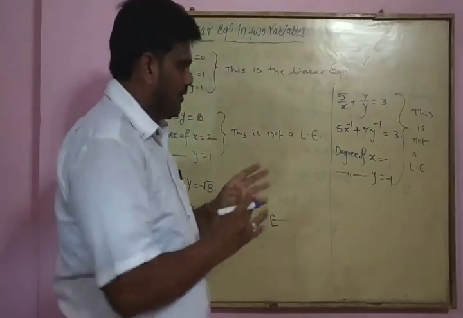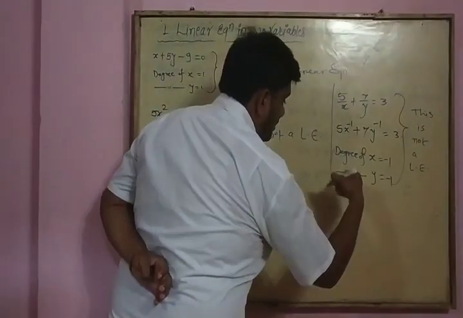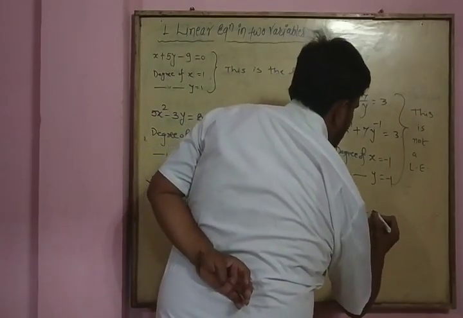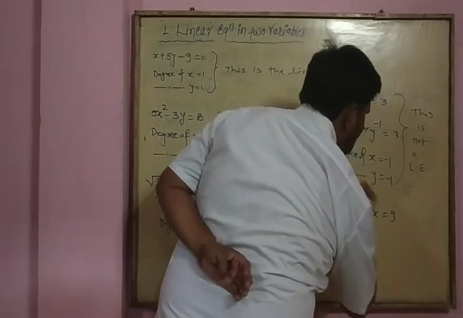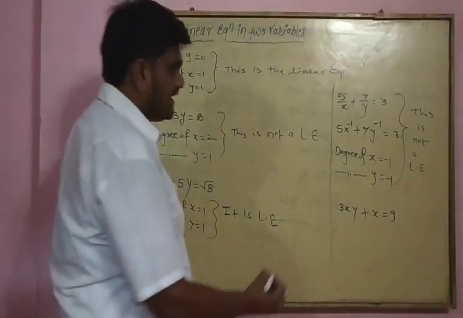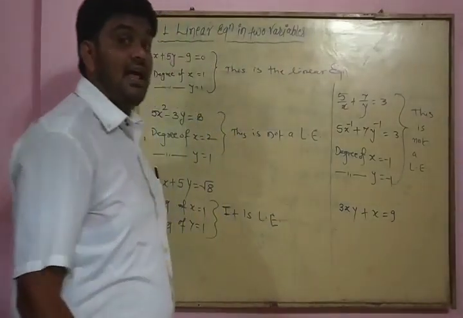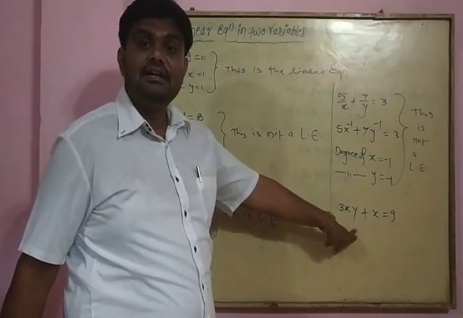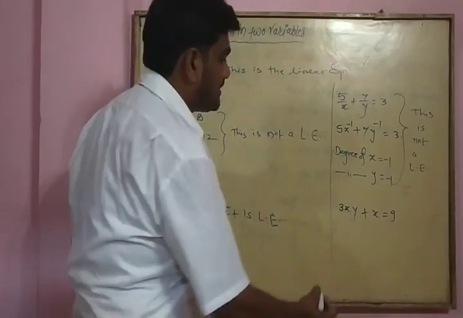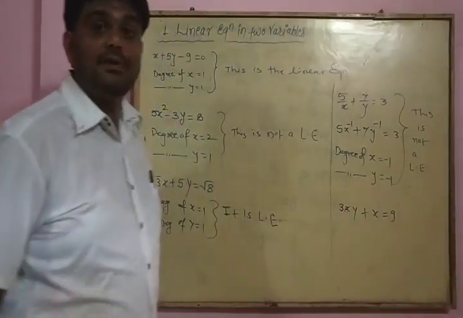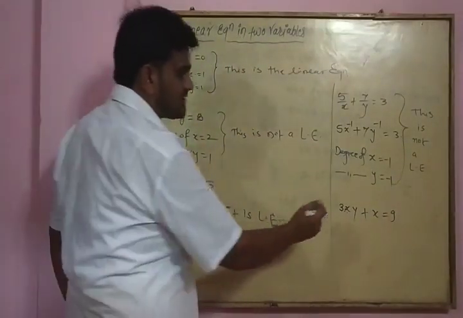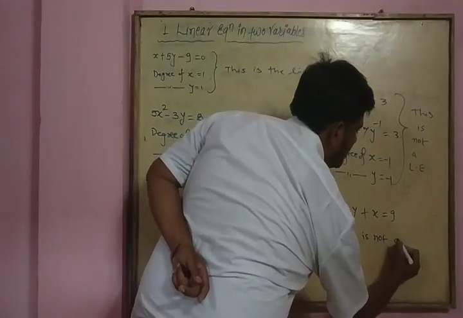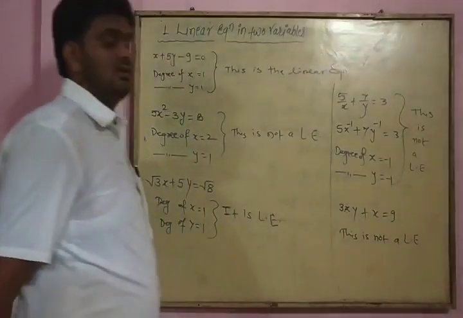Is it clear? Okay. Now one more type: 3xy + x = 9. Here x and y both have degree 1, and they are multiplied together, so the degree of xy becomes 2. Complete xy becomes 2. So this is not a linear equation.